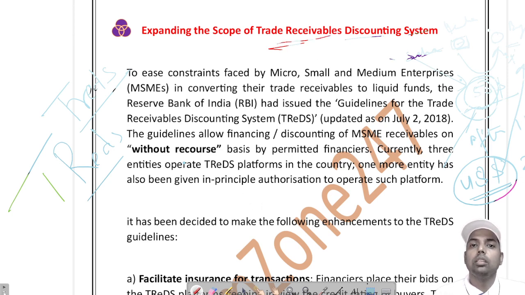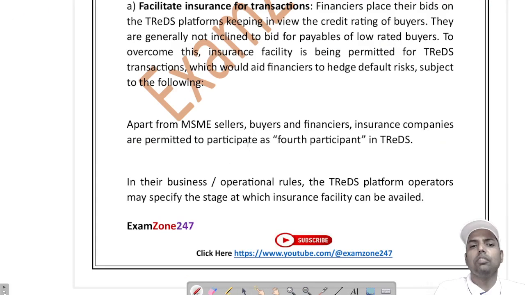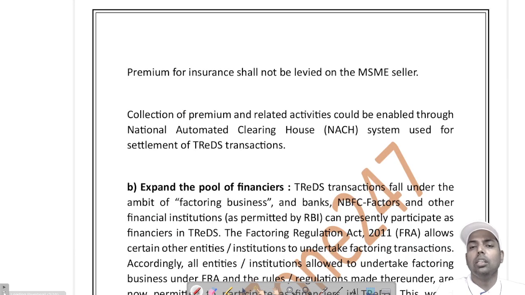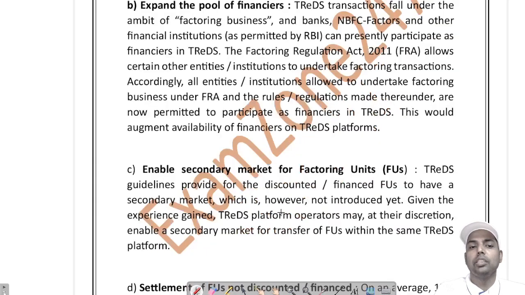There are a number of participants in the TReDS system. This PDF will be shared in the group. You must read this. This is important, not only for this exam but for interviews also, especially SBI CBO. What facilitation, what insurance facility, etc. are there, you can read on your own. There is nothing very exclusive that I have to explain. If you read this PDF, you will find everything as explanatory as it is.